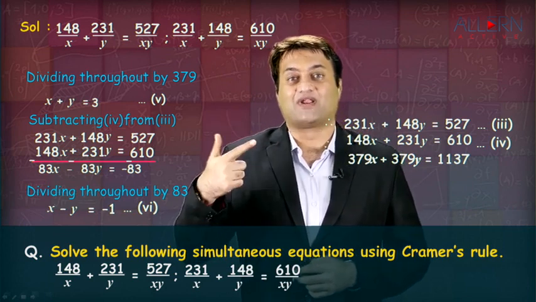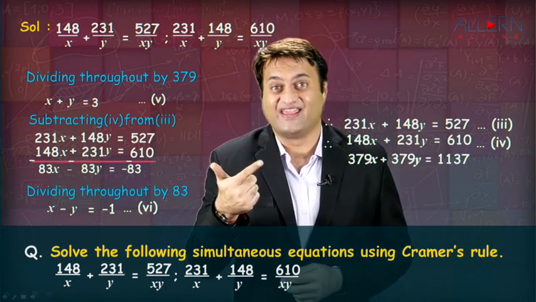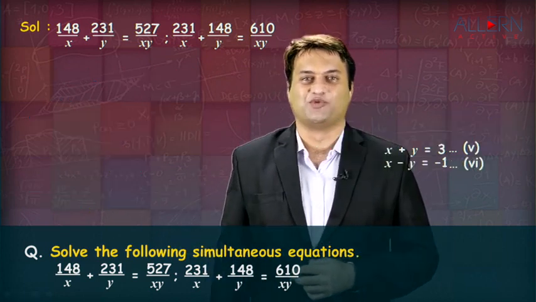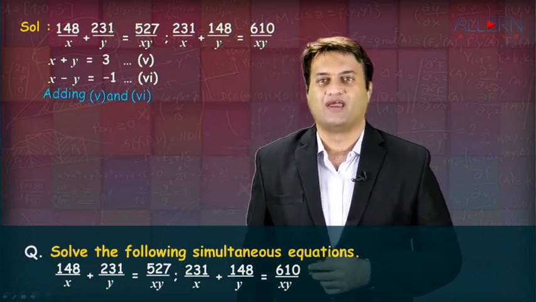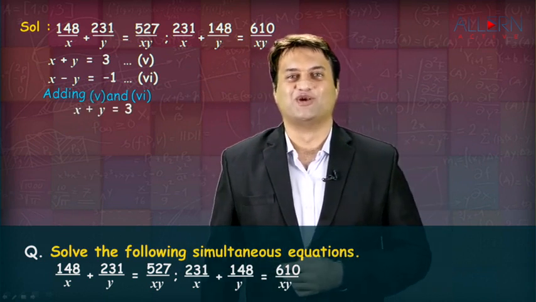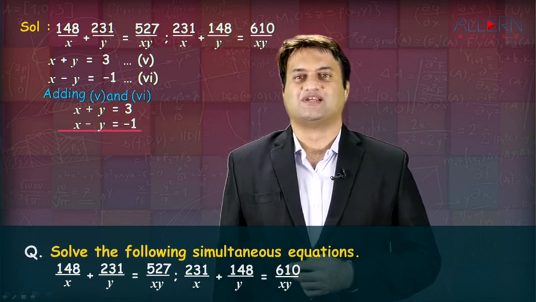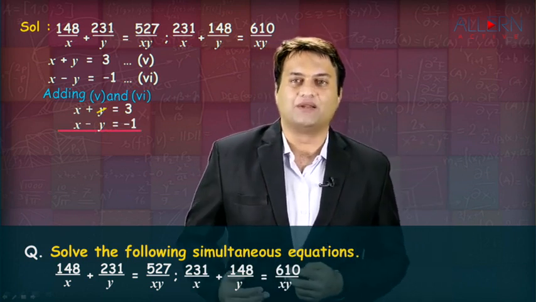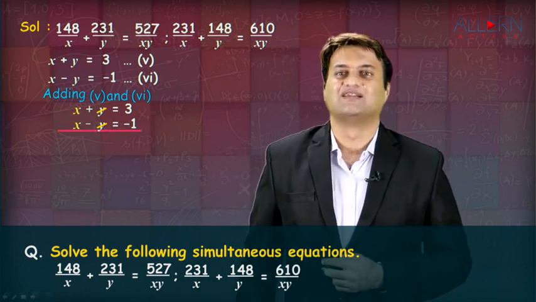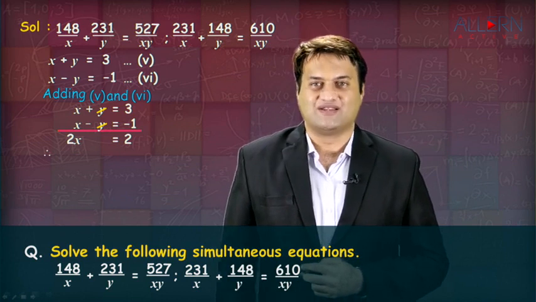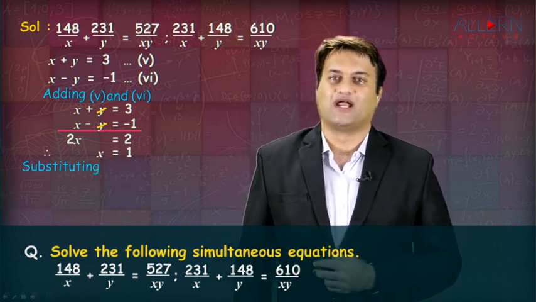Add, subtract, now again add, the ASA method, right? But this time we need to add the fifth and the sixth equation. So let's add equation number 5 and equation number 6. Equation number 5 is x plus y is equal to 3, and equation number 6 is x minus y is equal to minus 1. Let's add. When we add, plus y minus y gets cancelled. What we get is 2x is equal to 2. So x is equal to 2 upon 2, that is 1.